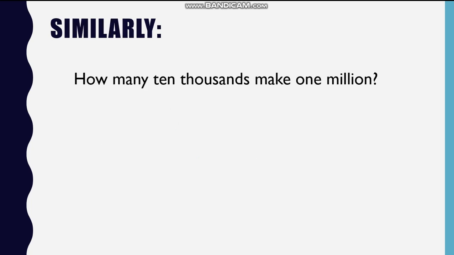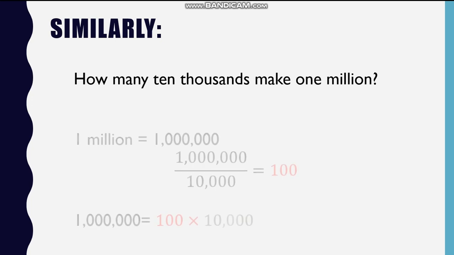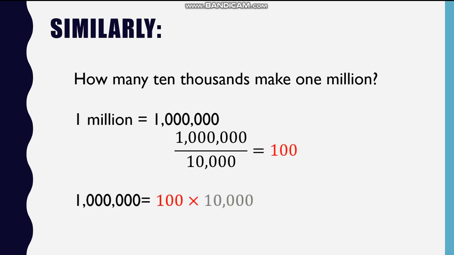Now similarly another question. How many 10,000 make 1 million? You know 1 million is equal to 1 with 6 zeros. So here I have written 1 with 6 zeros divided by 10,000. I ask how many 10,000, so I have to divide by 10,000. So 1 million divided by 10,000 is equal to 100. So 1 million is equal to 100 times 10,000. It means 100 ten-thousands will make 1 million.